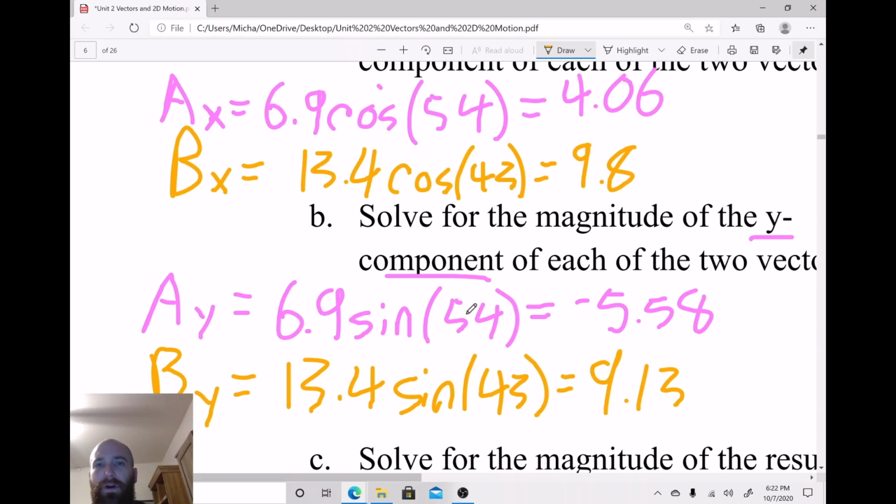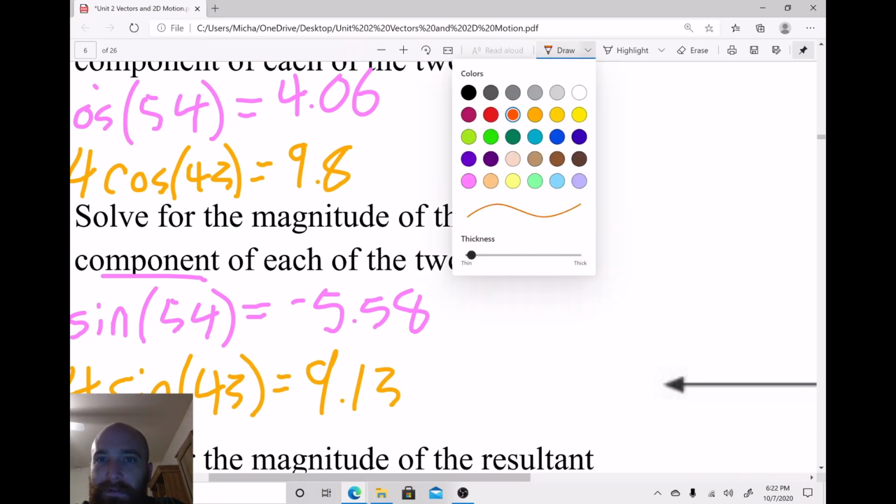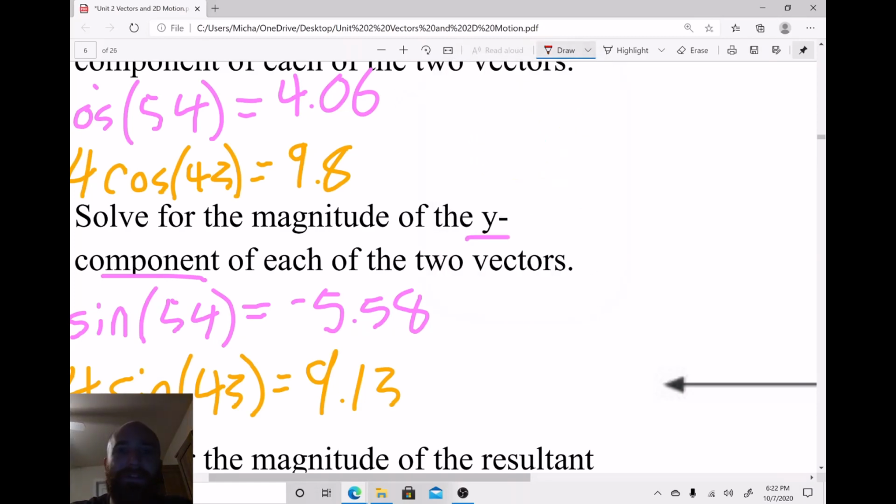Okay, cool. So why did we do that? Again, we separate the components. That's the process. And then we combine the components, and then we talk about our result. So let's combine them. Let's do red for the resultant. Oh, that's not red. Is that red? I'm actually colorblind, so I have trouble with this.